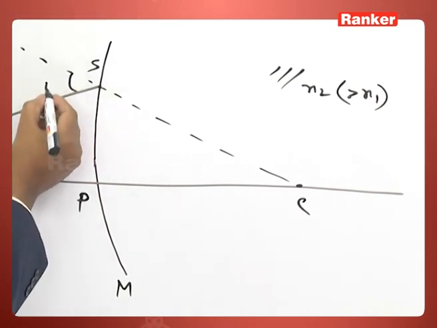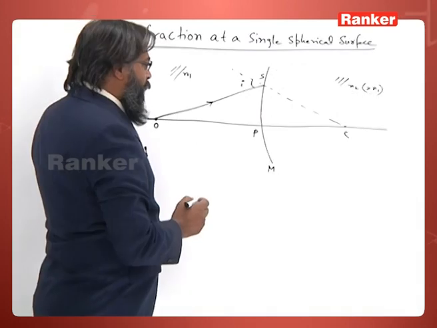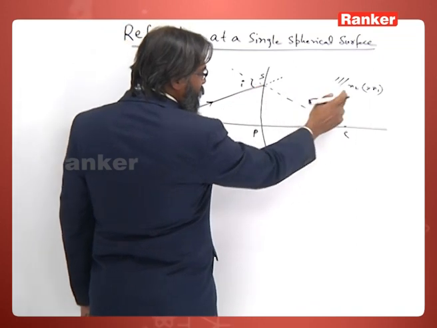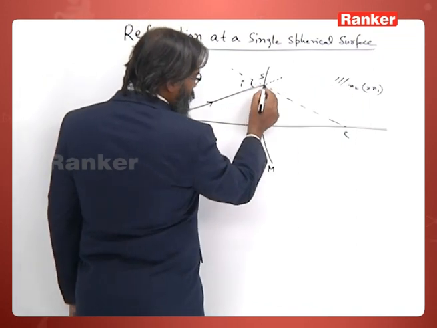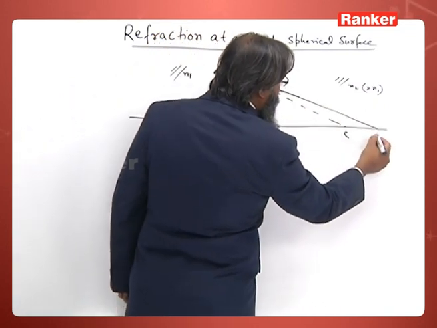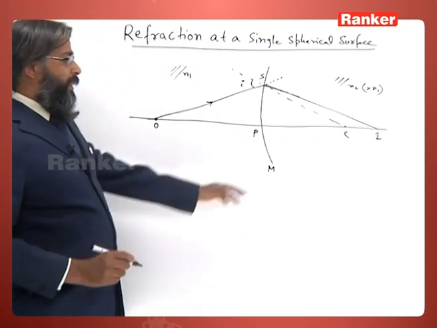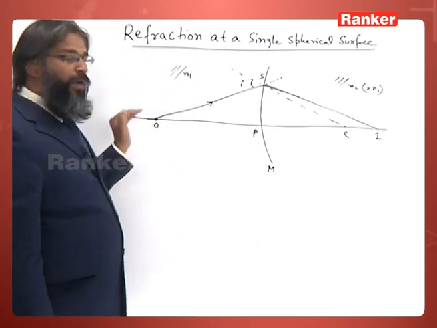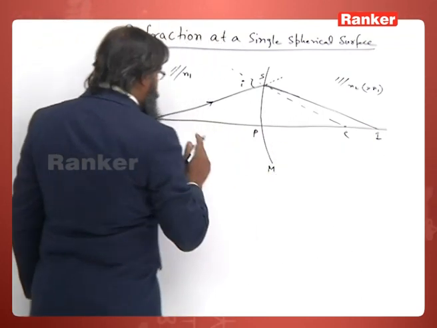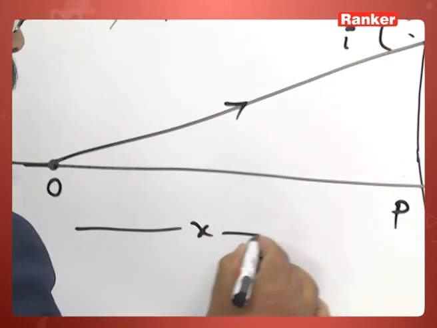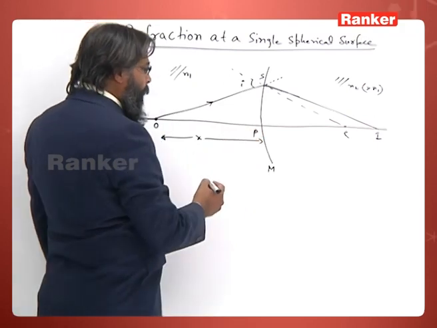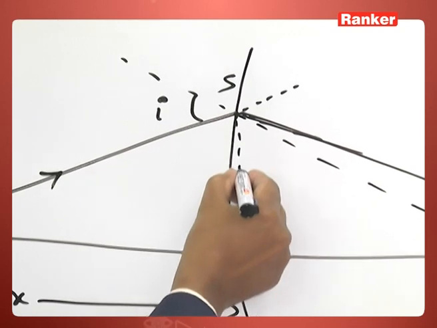This is called the angle of incidence I. Now, the ray would have gone straight if there were no refraction, but since this is a denser medium, N2 is greater than N1, so the ray bends towards the normal, and so we get a paraxial image I. This I is the image of the point object O. We wish to know where that image is formed. So, we will use these distances. Let OP be denoted by X. I drop a small perpendicular here.